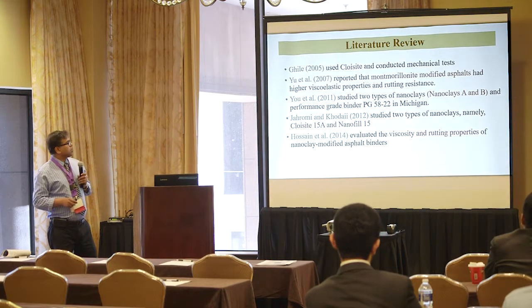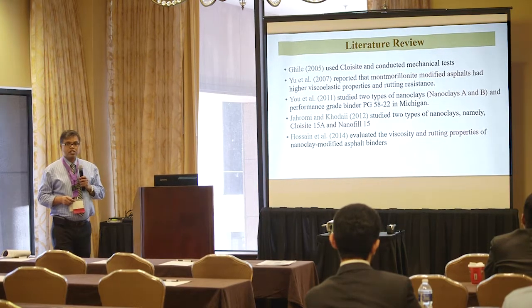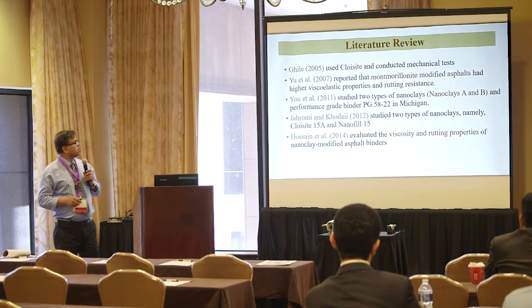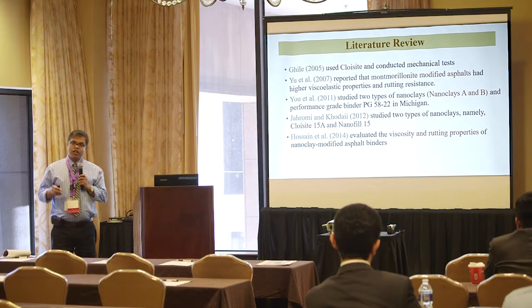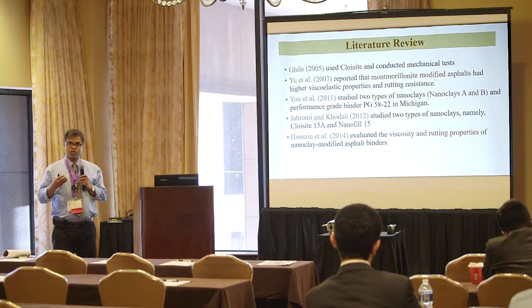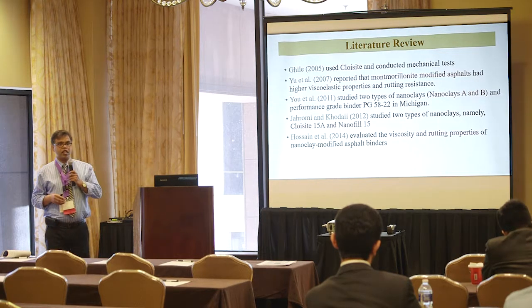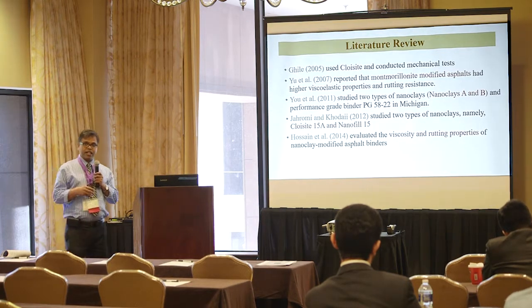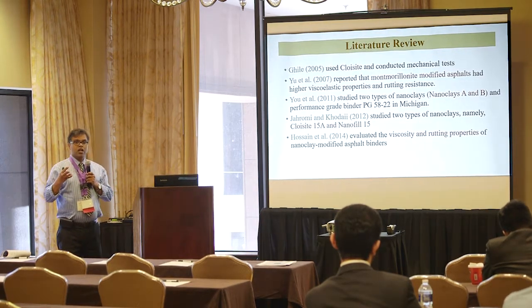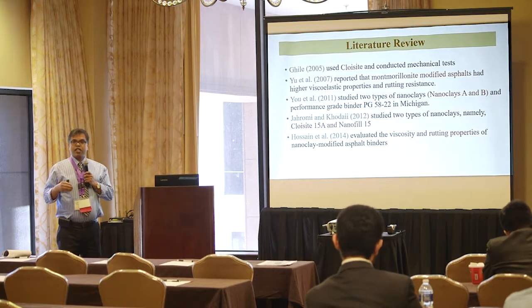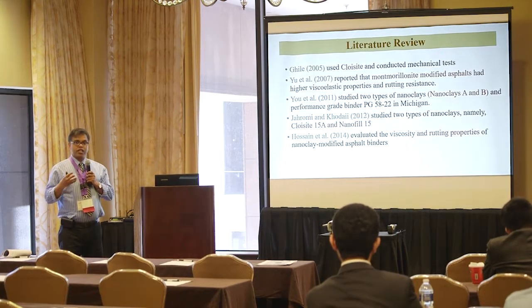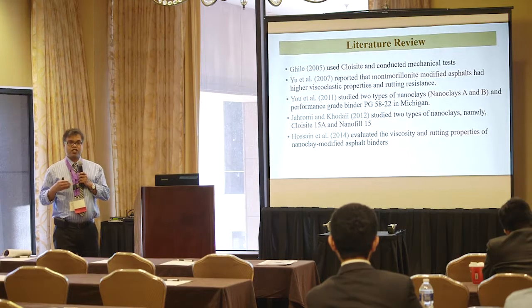So in the existing literature, several researchers have used commercially available nanoclays. Most of them are Cloisite, and there are different kinds of Cloisite: 11B, 10A, 10B. Those are pretty much similar, but the particles, the nanoparticles, have different size and shape.